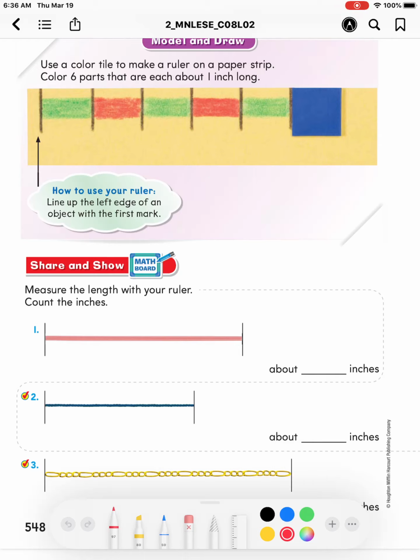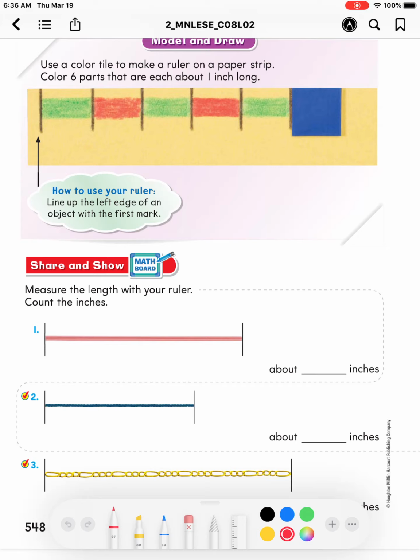Hello, my dear students. Today we are taking lesson 8.2, as I told you in the previous video. The previous video was for explaining how to create a ruler using the color tiles and how you can use even this ruler in measurement. So let's start lesson 8.2, hands-on, make and use a ruler.